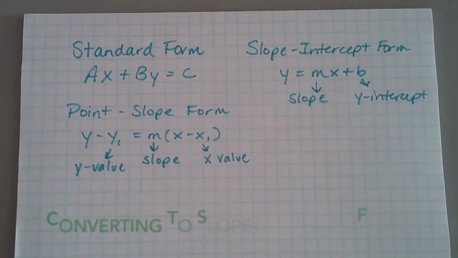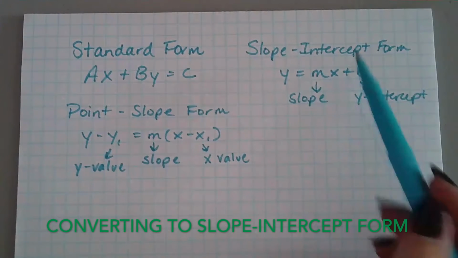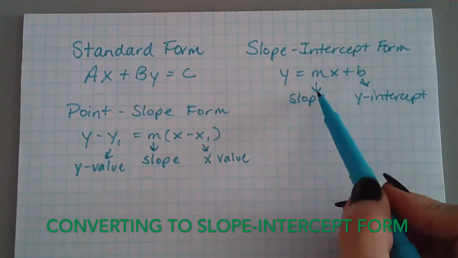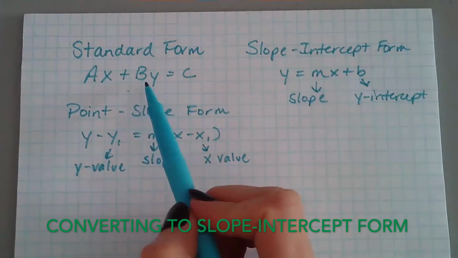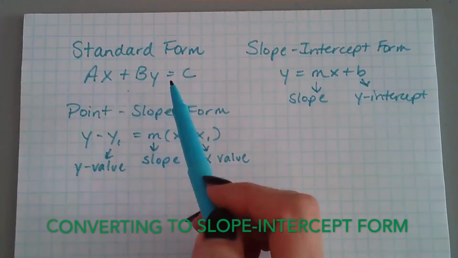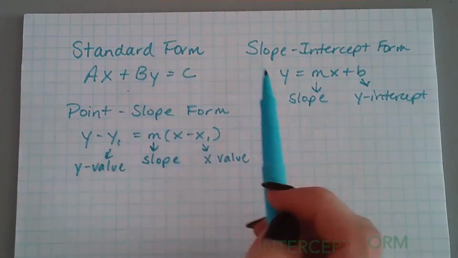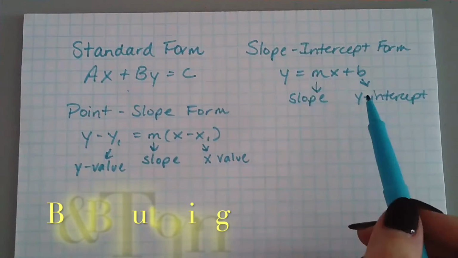In this video, I'll show you how to convert from standard form and point slope form to slope intercept form. Just as a recall, this is slope intercept form. It's really useful because it shows us the slope of a linear equation and the y-intercept. Standard form looks like this, and unfortunately doesn't really show us a whole lot. So it can be really useful to convert from standard form to slope intercept form for things like graphing, or if you needed to identify the slope or the y-intercept.